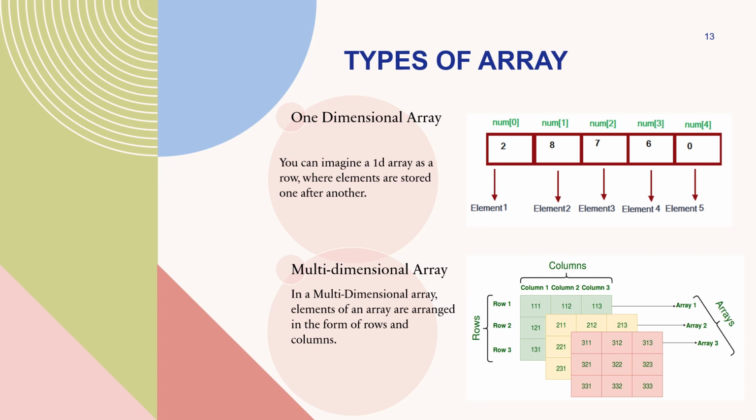basically there are two types of array, one dimensional and multidimensional. So one dimensional means it is in the form of a row as shown in the figure, and the multidimensional is nothing but the 2D or 3D, we can say two-dimensional as well as three-dimensional and so on. So it is in the form of a matrix as shown in the figure.